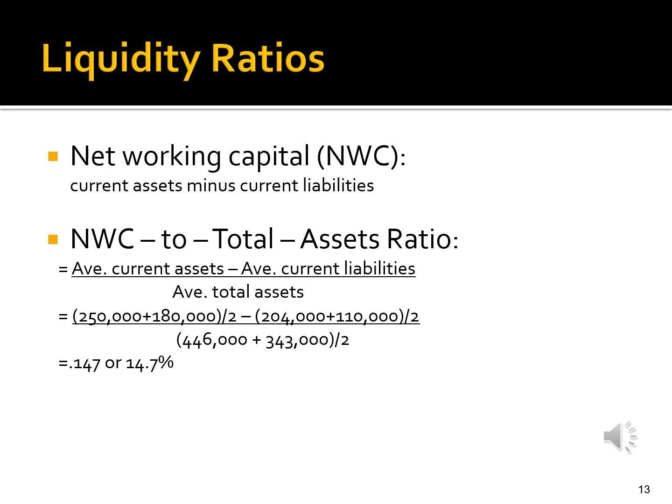Next is net working capital, which is current assets minus current liabilities. The net working capital to total asset ratio equals average current assets minus average current liabilities, divided by average total assets.